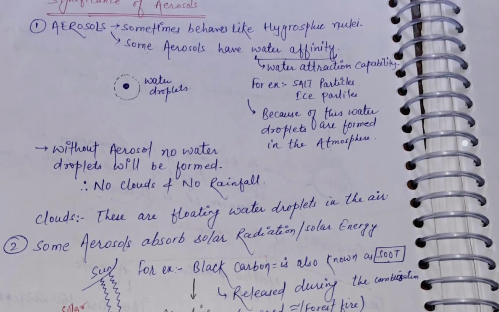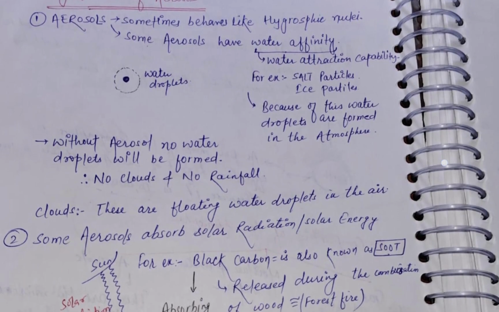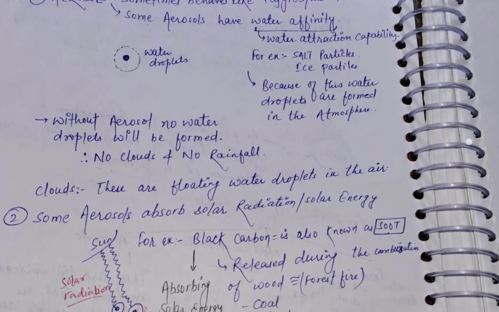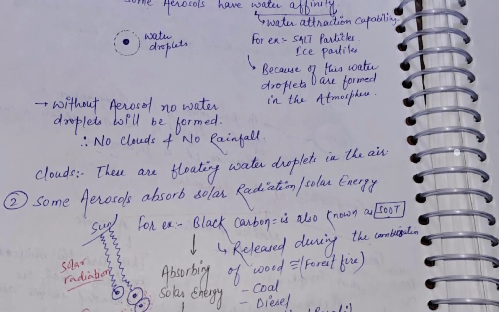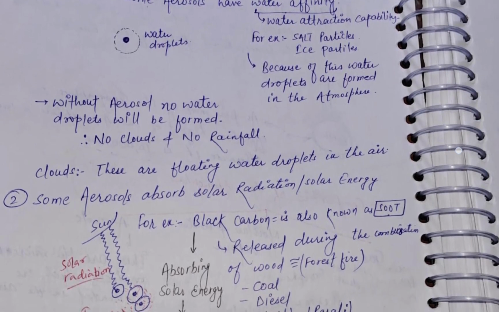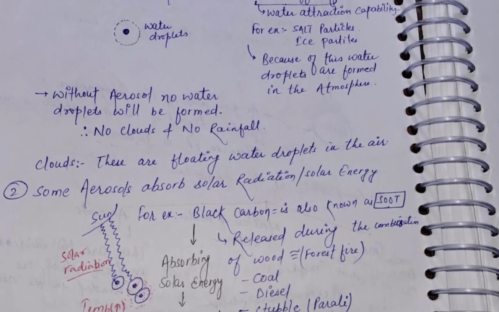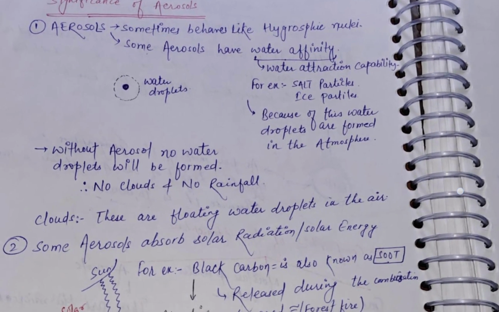If there is no aerosol, then there will be no clouds, and if there are no clouds, no rainfall will happen, because water needs a surface. Without a surface, water cannot stay. So the dust particles act as a surface in the atmosphere. Understood? Yes. First significance is aerosols behave like hygroscopic nuclei.